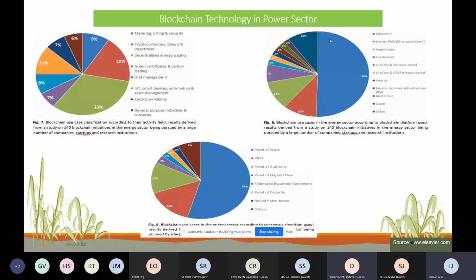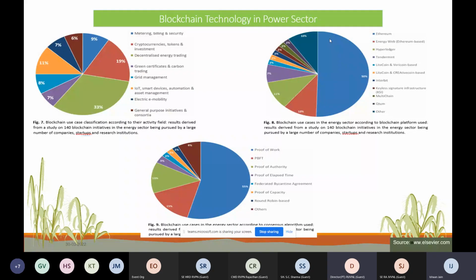So all these things depend on the purpose of blockchain, or the property of blockchain you want to utilize in your particular pilot or use cases. Second pie, you can see which platform is being used. So you can find that Ethereum is 50% used in this particular power sector.